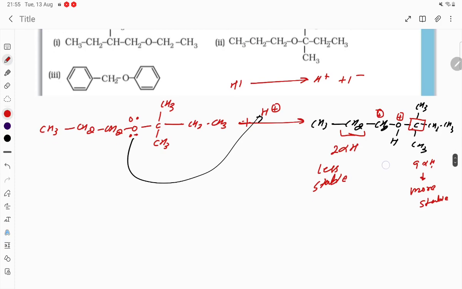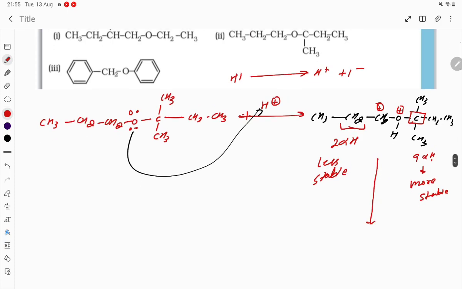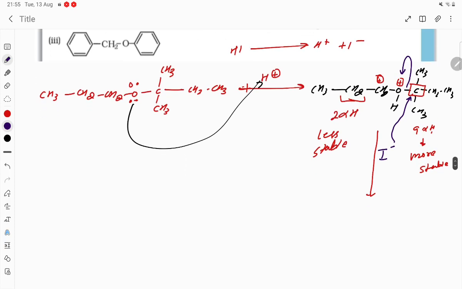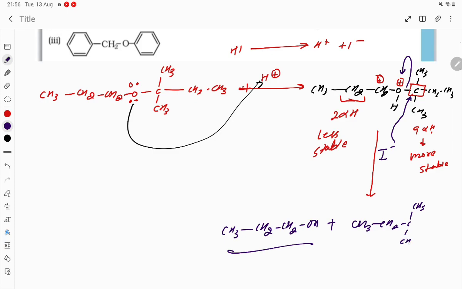So where is I minus going to attack? This is going to attack on this position. This bond is splitting, shifting like that. So what are you going to get here? This is the most interesting question given in the NCERT. So this is the alcohol, and then you will find CH3, this is the CH2, here is C, this is CH3, here is CH3, and this is the I.